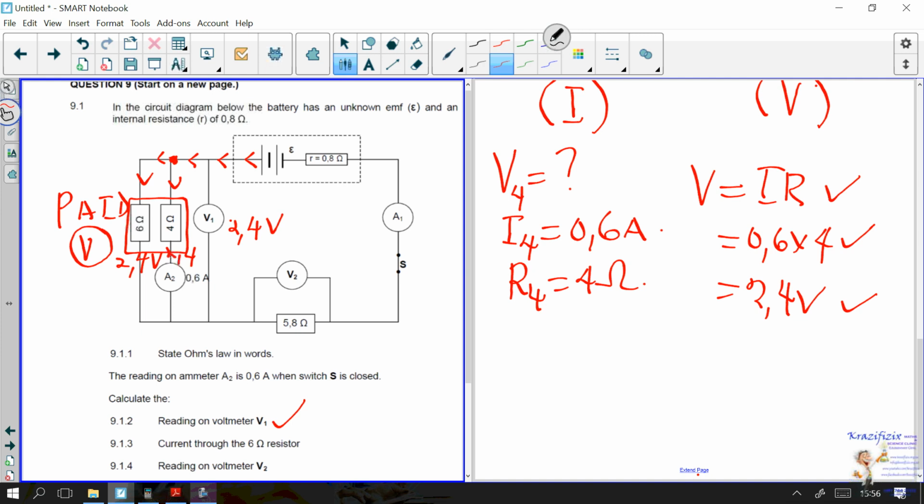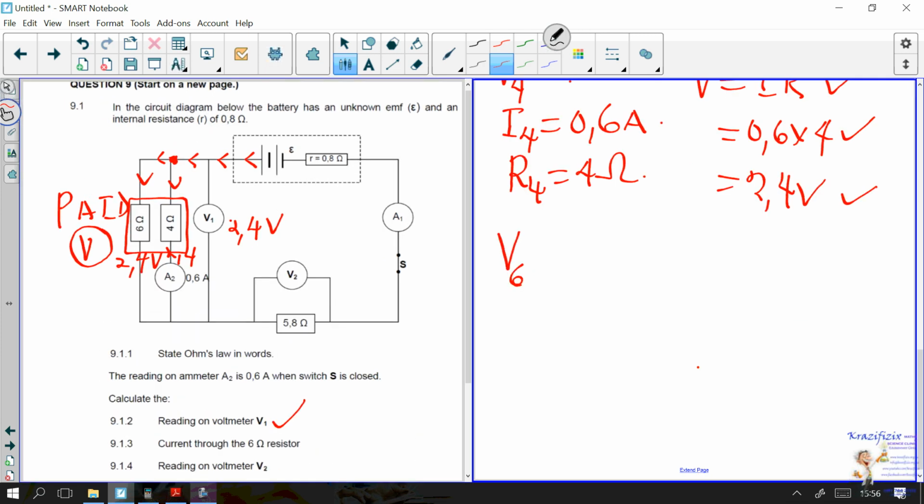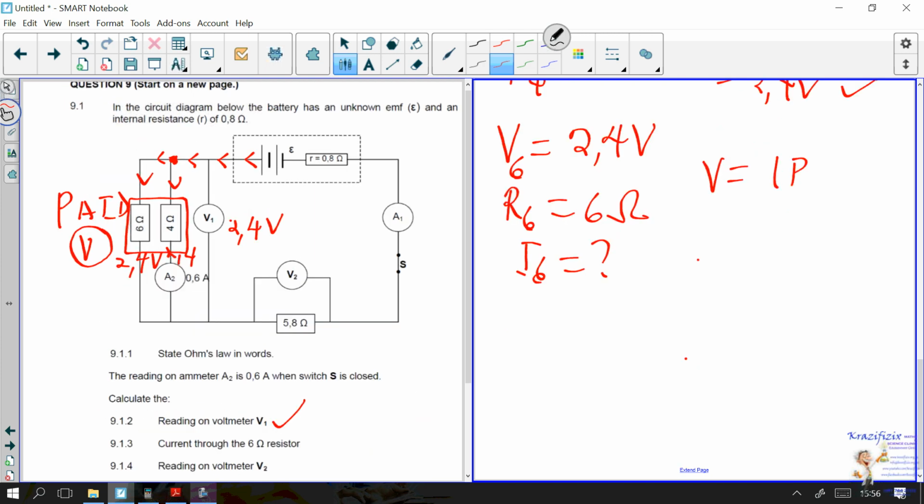Nice. Calculate the current through the 6 ohms. Do you see that on the 6 ohms, we have already used our knowledge to say this is 2,4, parallel connection. R6 equals 6. What are we looking for? I6. Again, do you see our formula already? V equals IR. 2,4 equals I multiplied by 6. What is I? Divide both sides by 6. What do you have? I equals 0,4 A. Beautiful. Now, let's go calculate the next question.